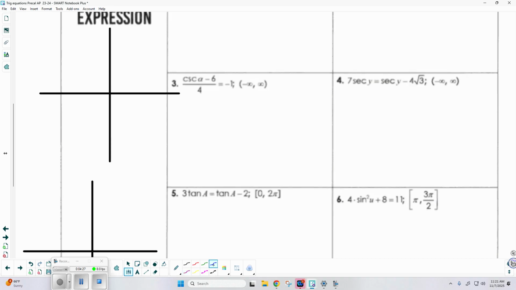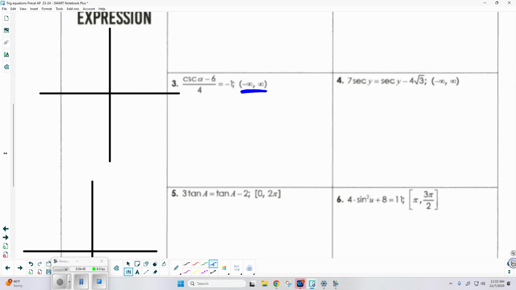So I want to solve cosecant of alpha minus 6 over 4 equals a negative 1. Now, each one of these is going to give you an interval to solve on. So we'll talk about this infinite interval at the very end of the problem. Just like yesterday, treat cosecant as if it were a variable. I want to get it isolated.